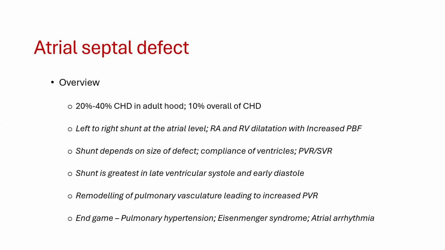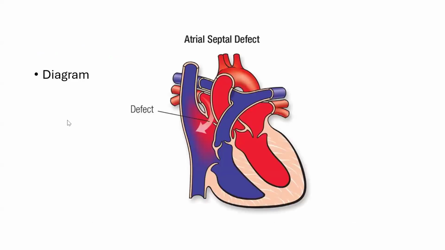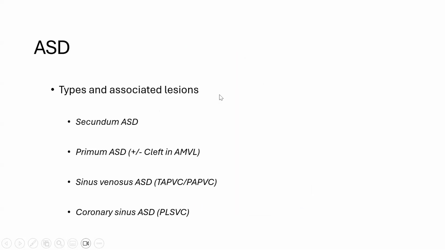So if it goes unchecked, the end game is that you end up with pulmonary hypertension, Eisenmenger syndrome, and varying degrees of atrial arrhythmias. This is the defect that we are, in a simple form, talking about. Okay, a defect in the atrial septum. We've looked at the embryology already. So blood flow in late ventricular systole or early diastole coming from the left atrium to the right atrium, mixing up with systemic veins, and then continuing up into the pulmonary vasculature.